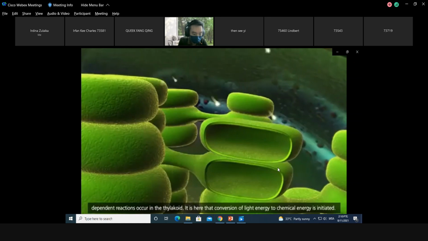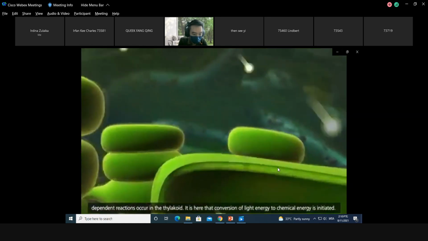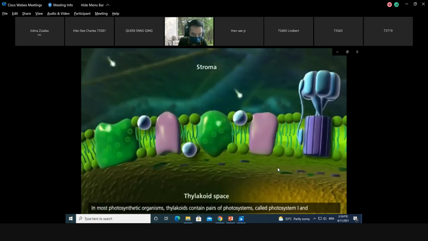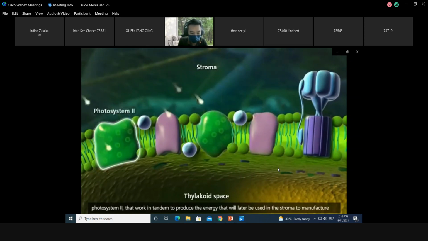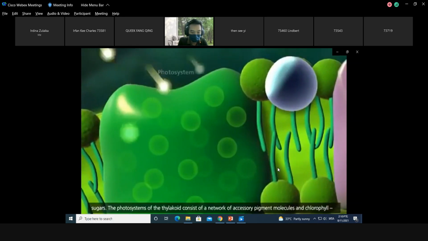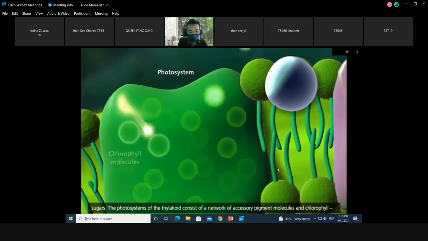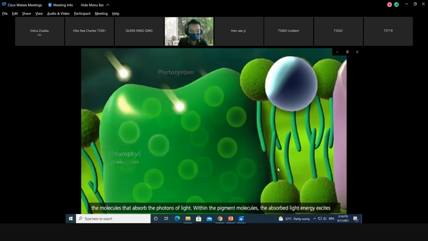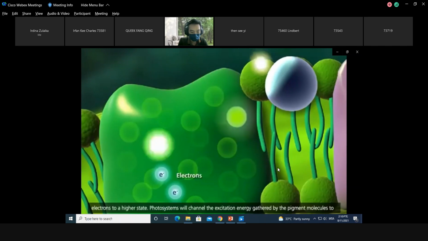It is here that conversion of light energy to chemical energy is initiated. In most photosynthetic organisms, thylakoids contain pairs of photosystems, called photosystem 1 and photosystem 2, that work in tandem to produce the energy that will later be used in the stroma to manufacture sugars. The photosystems of the thylakoid consist of a network of accessory pigment molecules and chlorophyll, the molecules that absorb the photons of light. Within the pigment molecules, the absorbed light energy excites electrons to a higher state.